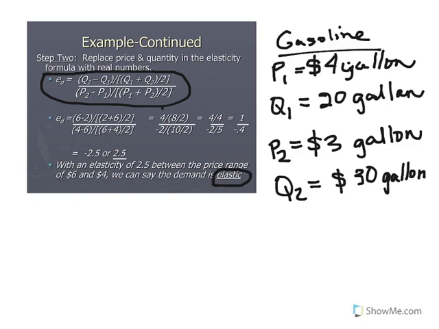No, what am I doing? Sorry, 30 gallons, not price. Sorry, lost my brain there for a second.